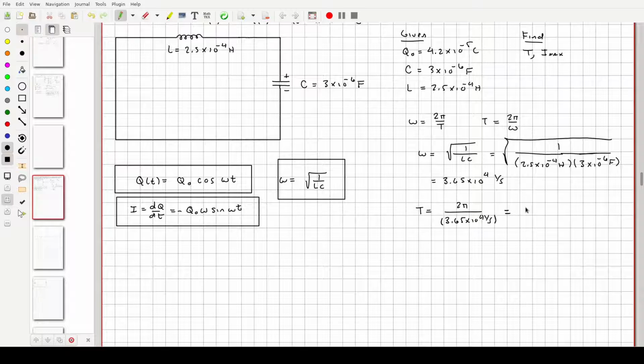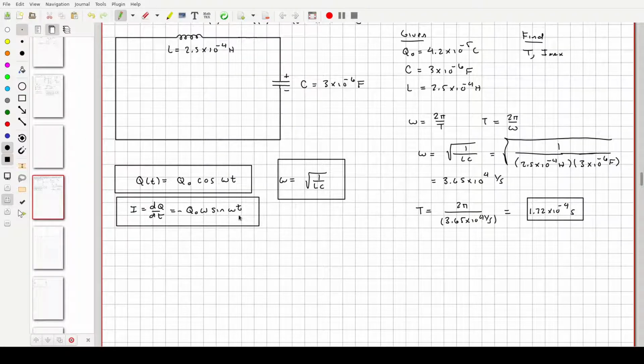So if I take 2 times pi and then divide it by my answer, I get 1.72 times 10 to the minus fourth. So what that means is that the charge is sort of ripped off of this, hits this, and then is ripped off of this and goes back every 1.72 times 10 to the minus fourth second. So that's your period. So that was easy enough. Let's just box that.